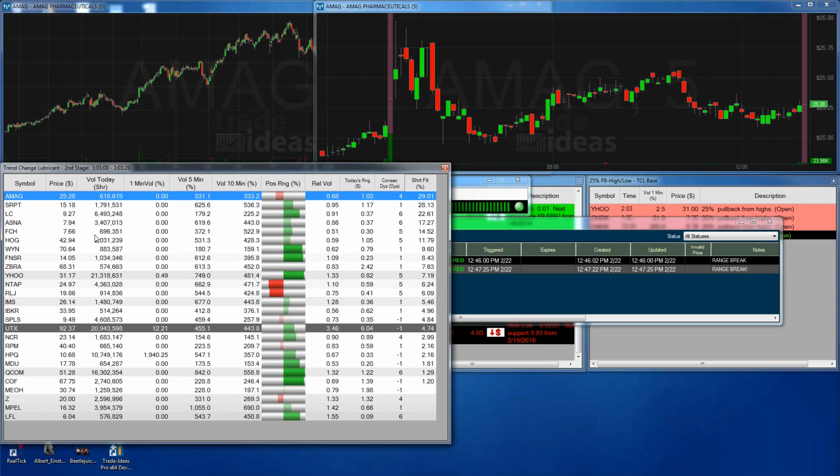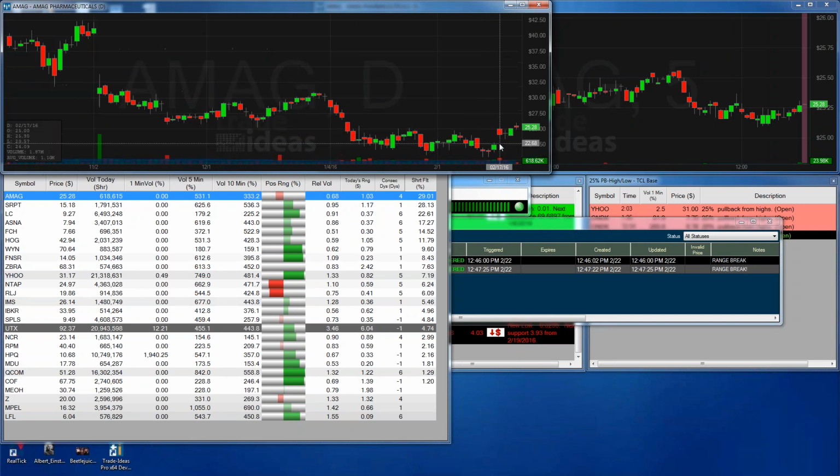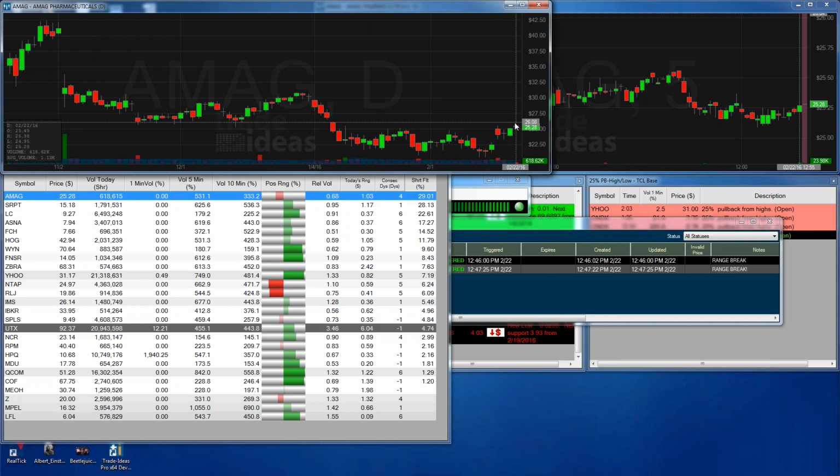Let's take a look at that daily there. Here she is. Let's zoom in a little bit and get some perspective. See, I really like that. The sideways action for 3 days there after not being able to go to a fresh low after the third attempt. These are the kind of trend change lubricants that we're looking for here.